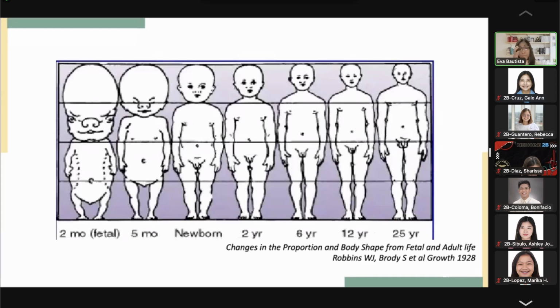Now, the body proportion and body shape also change as the child grows older. These changes are secondary to skeletal growth. The head becomes smaller as compared to the rest of the body. You see here the proportion is so great initially, and then that's it.